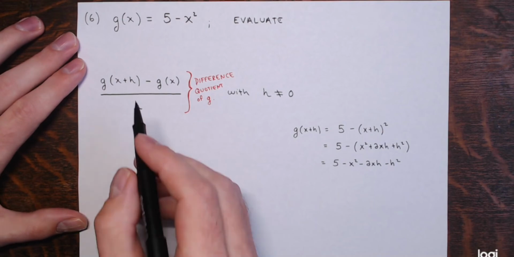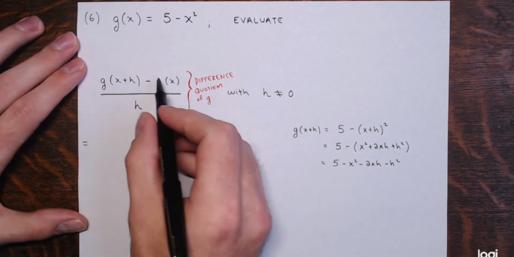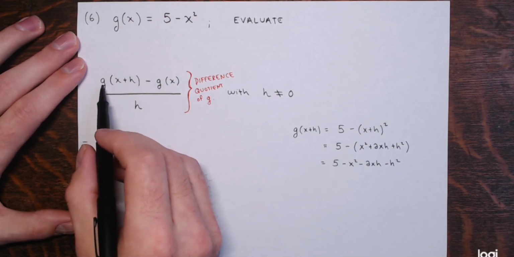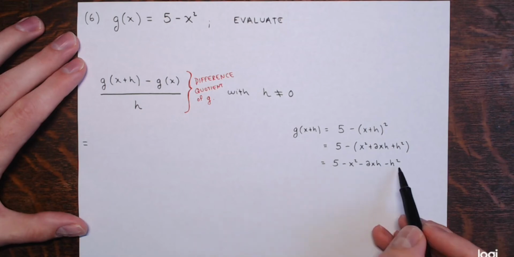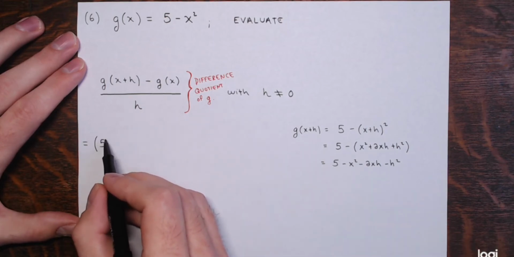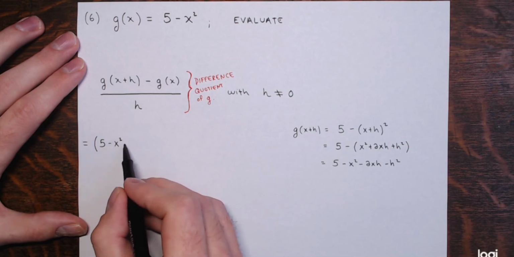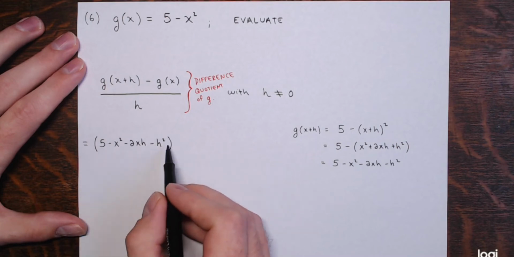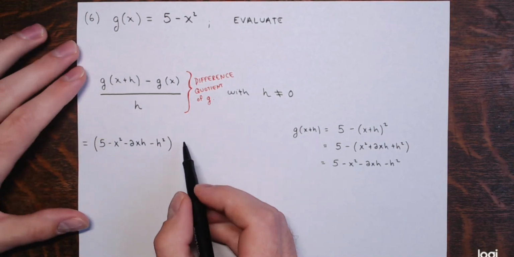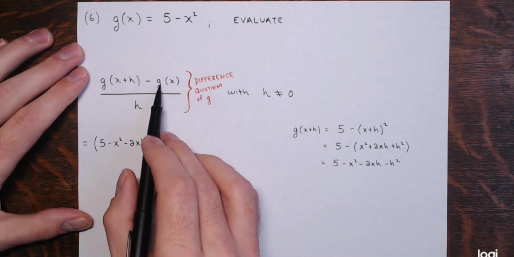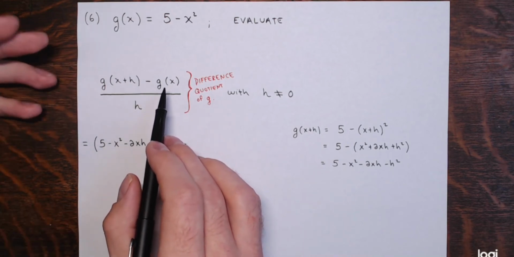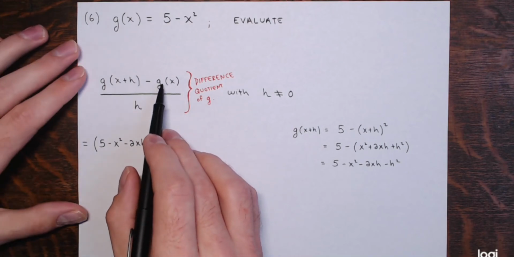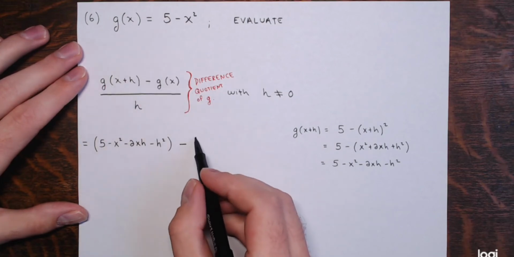So now I do my replacements. Right, so this expression we're asked to simplify, this difference quotient of g, I'm going to replace g of x plus h with this quantity. Right, so we have 5 minus x squared minus 2xh minus h squared. Right? That is g of x plus h. Then we have minus, and now I'm replacing, and again, when you replace something in an expression, usually you put parentheses around it, especially if there's a minus or something else around it, right? So g of x is this quantity, the quantity 5 minus x squared.